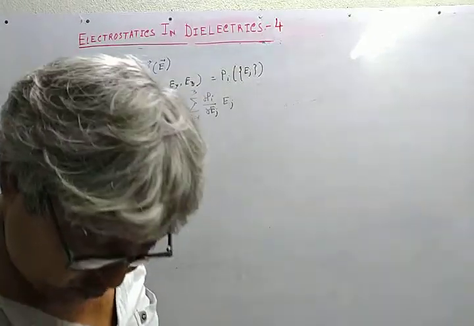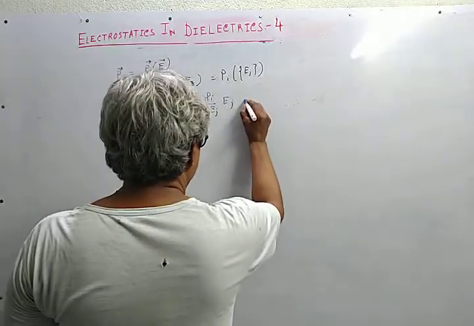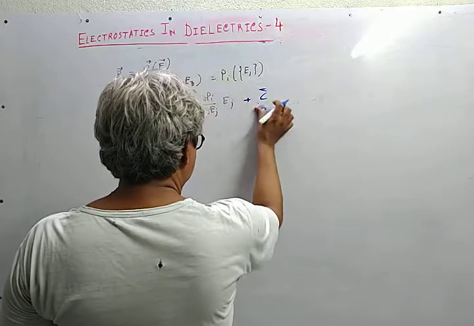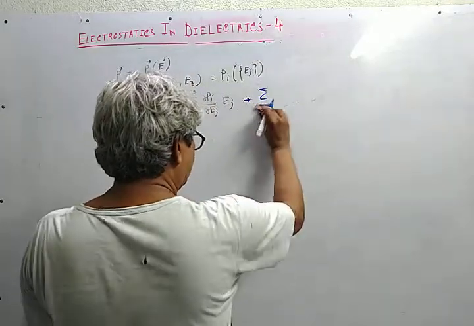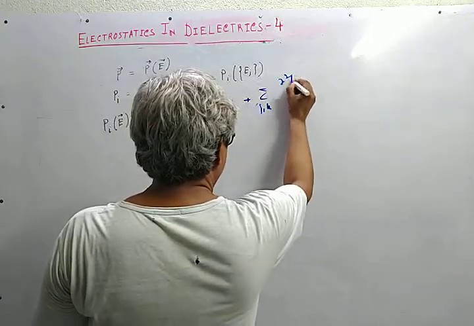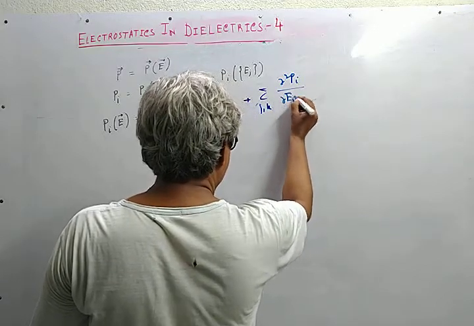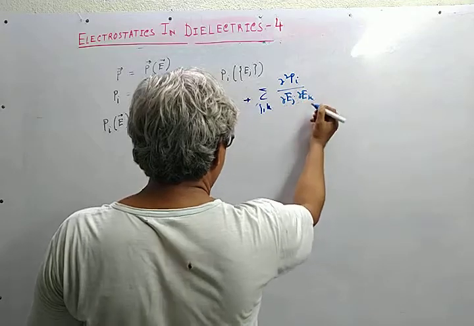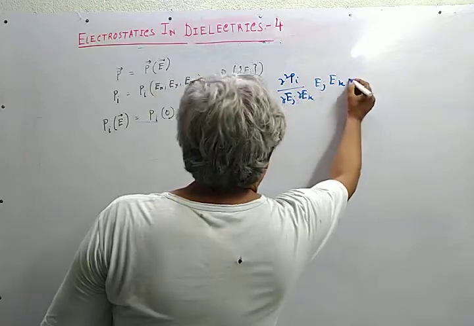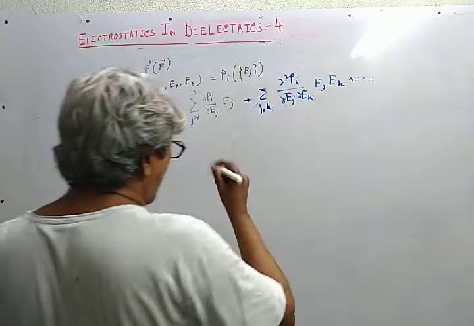Similarly, the higher order terms will come. The higher order terms are like this, with j and k, but there are some factors that will also appear.